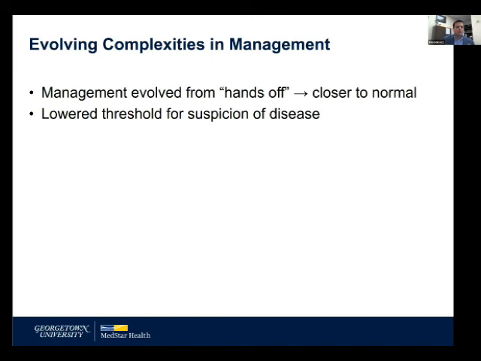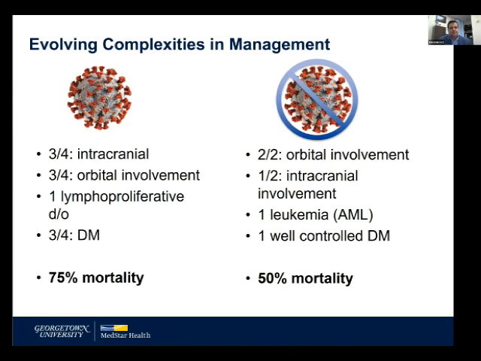As we move through this pandemic, our management has definitely evolved, and it's become less hands-off to much more closer to normal. And I think one of the key things is a lower threshold for the suspicion of disease. Within that group of patients, of the COVID positive, 3 out of the 4 had intracranial involvement, 3 out of the 4 had orbital involvement, and 3 out of 4 died. For those without COVID, notably one had intracranial involvement, and 1 out of 2 died. It really fits with the numbers here.